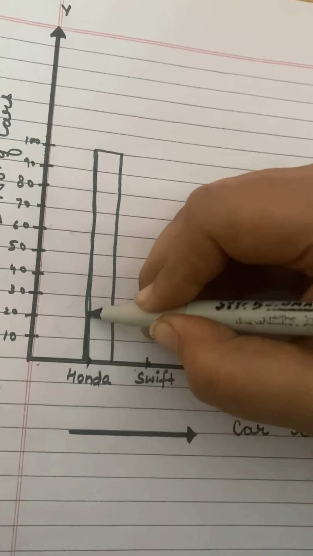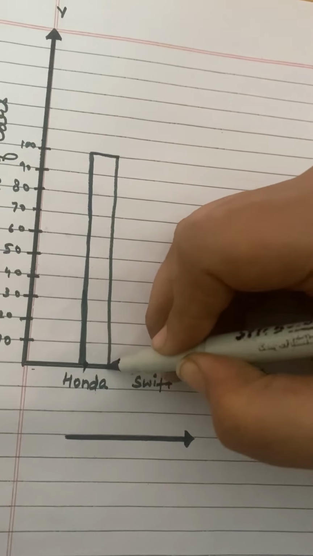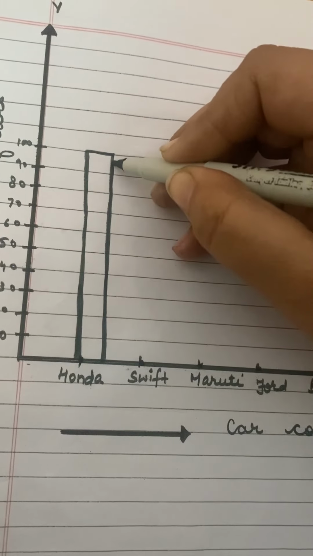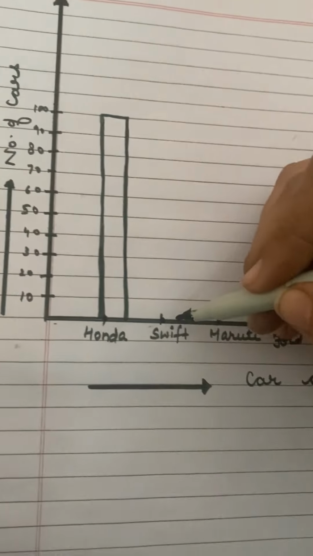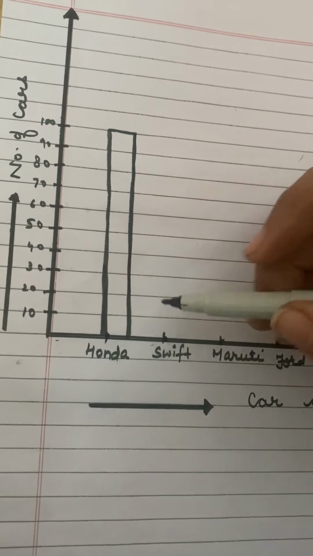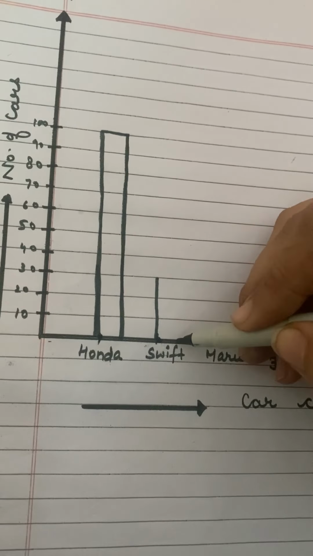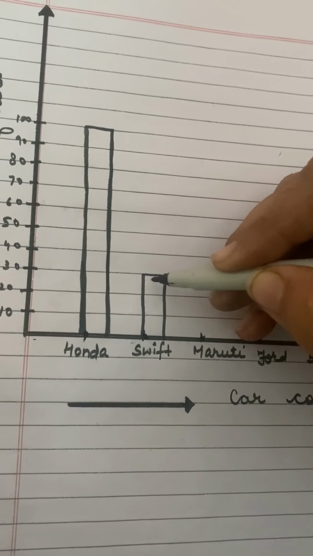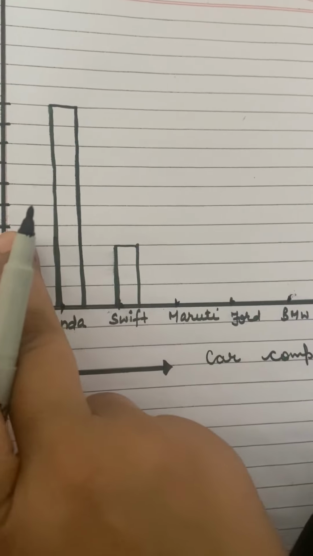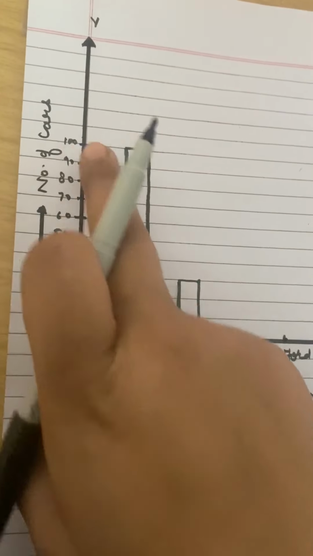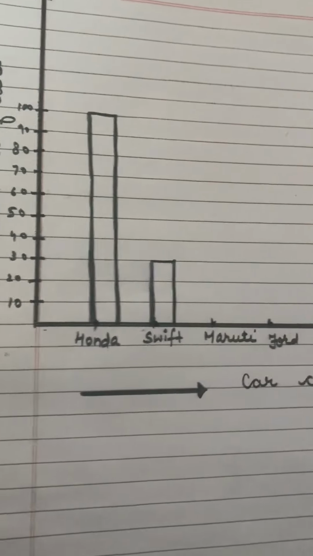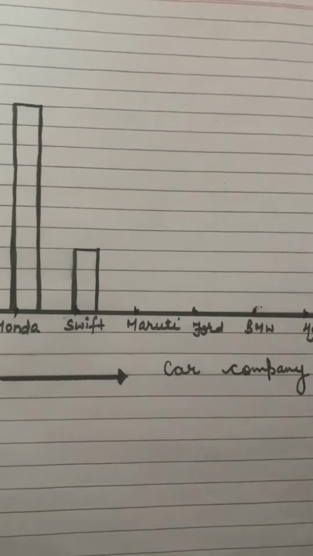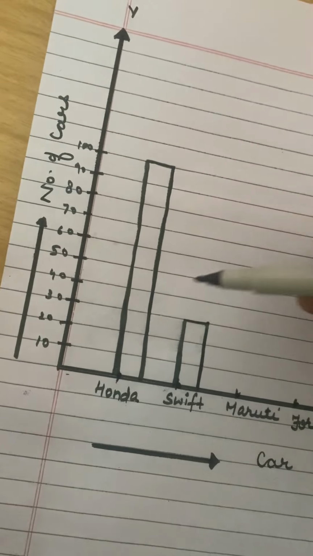Now you will outline it with black color. It will look neat and beautiful. Now see, what is the number for Swift cars? It is 30. So for Swift cars we will plot till number 30. See, it is still 30 here, and it is still 100 here. Now see, Maruti, it is 50. We will go till 50 here.